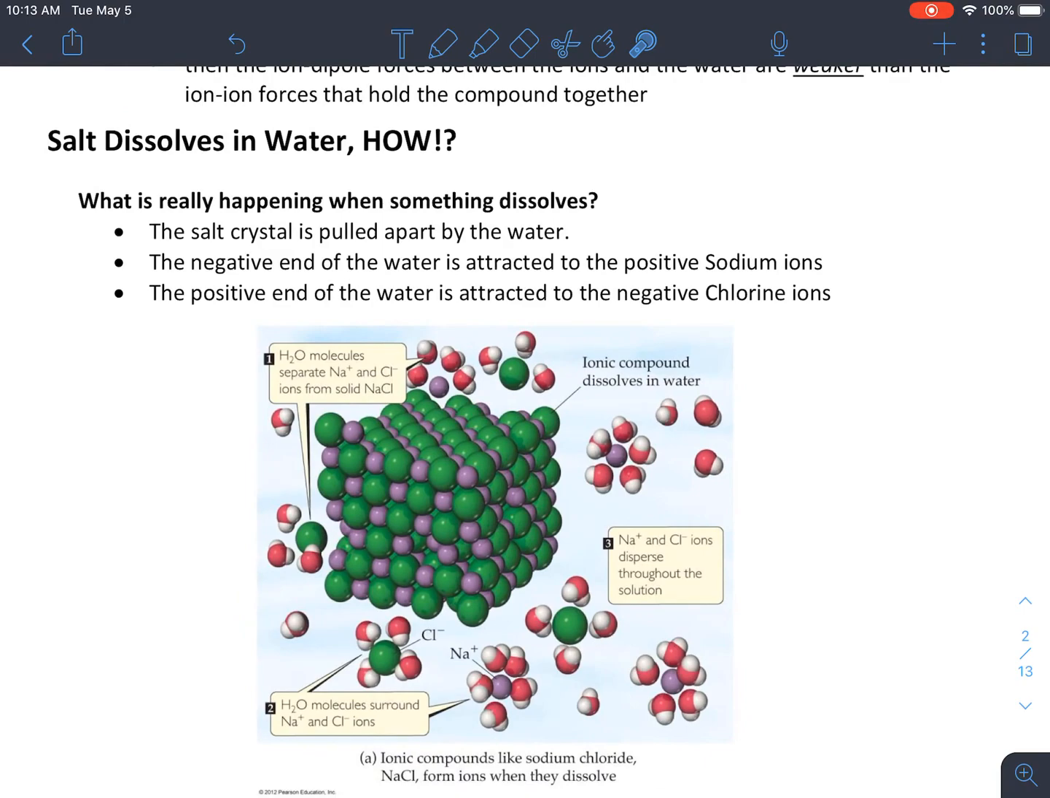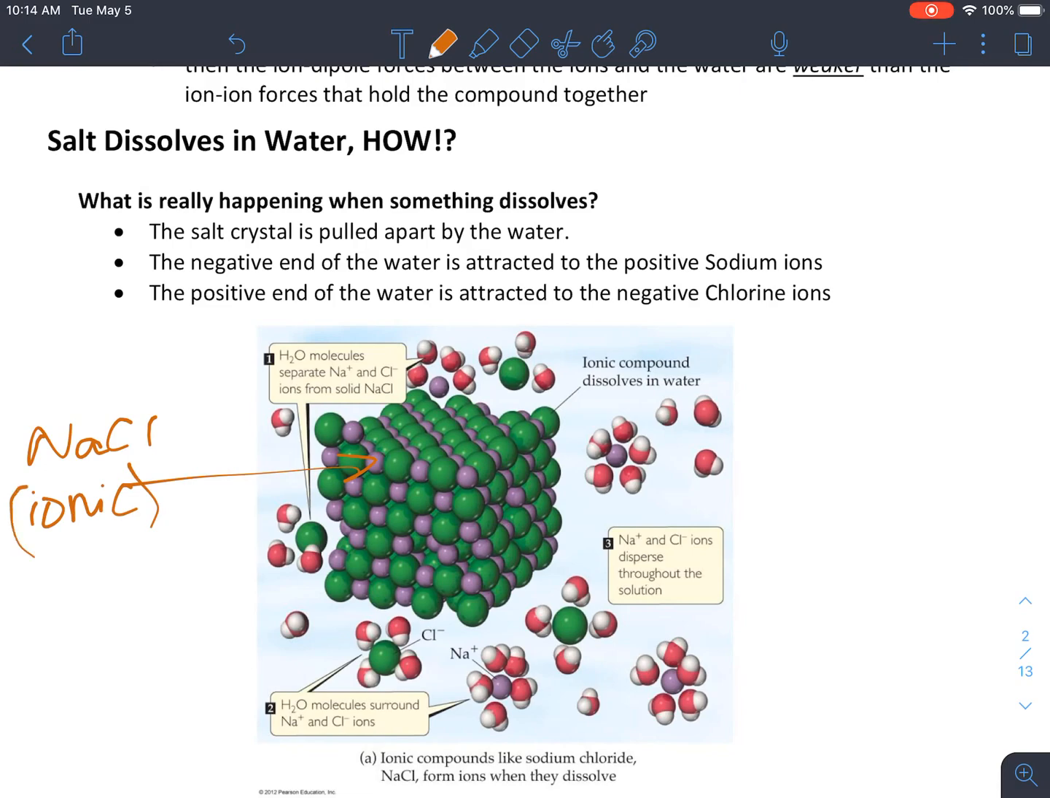Can't really explain why, just really love it because you can truly see how the water separates the different ions. So this is a salt crystal. We have a crystal lattice here. Now remember, NaCl is ionic. Okay, it's an ionic compound.